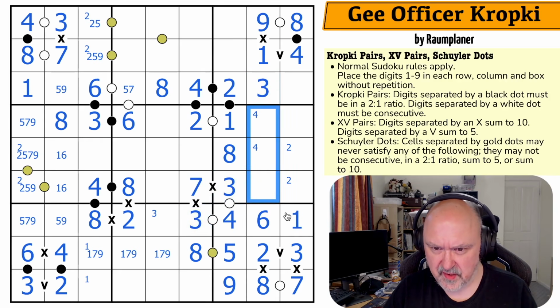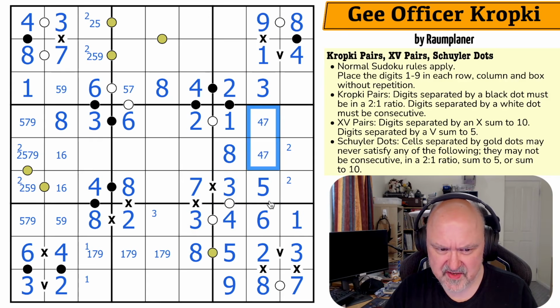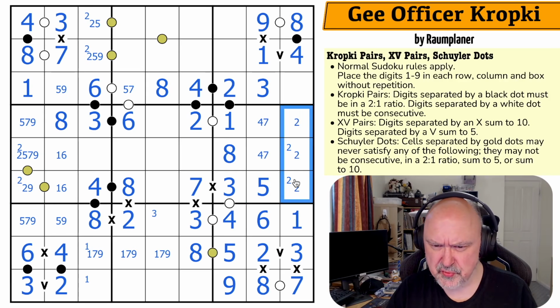This is a triple now. 4, 5, 7. The 4 and the 7 makes that the 5. That's a 4, 7 pair. The 5 takes 5 out of there. These are 2, 6, 9. There's no 6 or 2 there. That's the 9. This is a 2, 6.